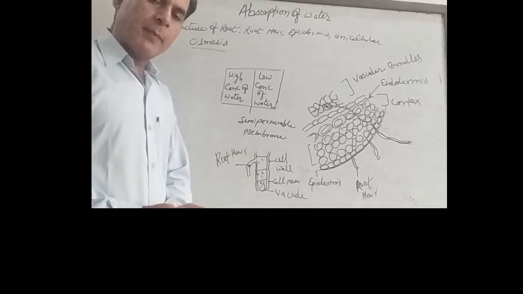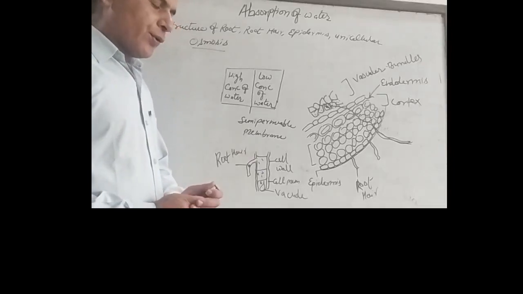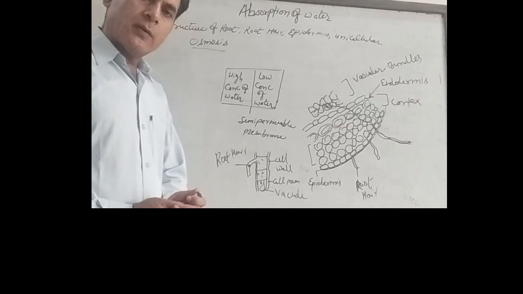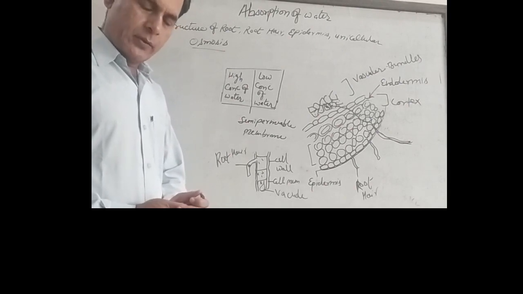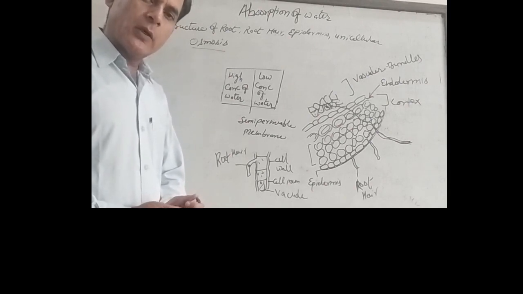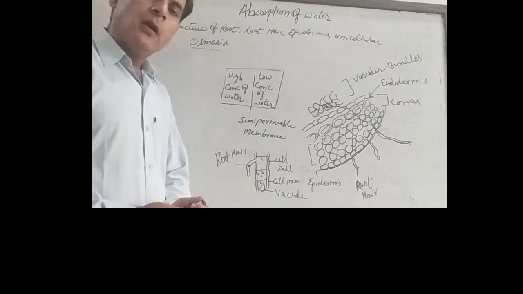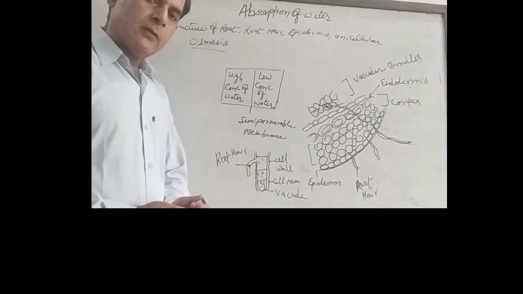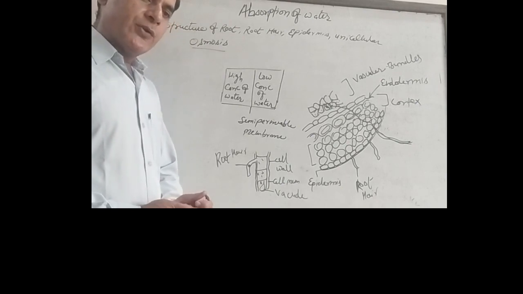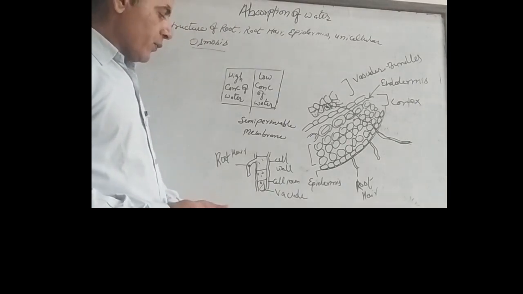Absorption of water in the plants. For that you should know about the structure of the roots. Roots are the main organ of the plant. Roots are the main parts of the plant which help in the absorption of water as well as salt and minerals. So for that we should see the structure of the root.